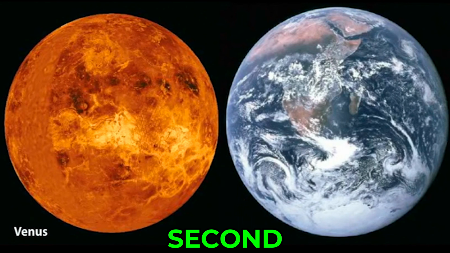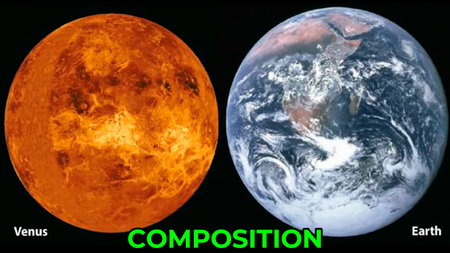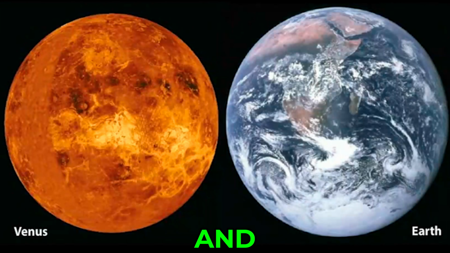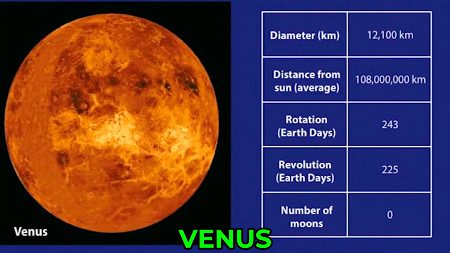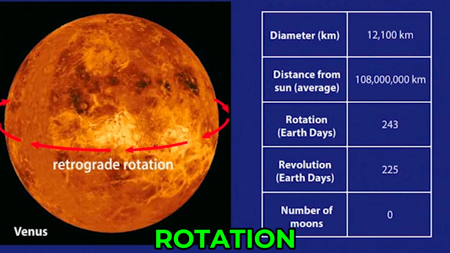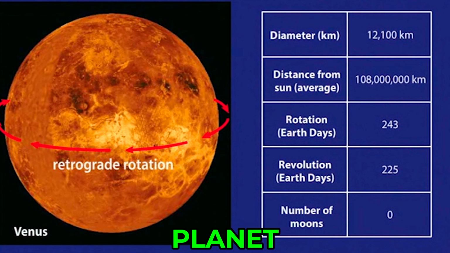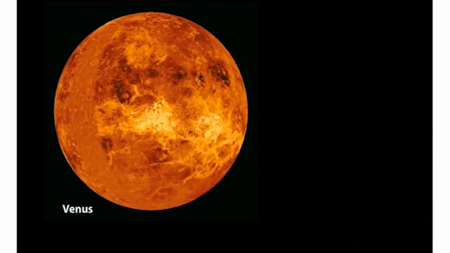Venus is the second closest planet to the Sun. It is often called Earth's sister or twin planet due to similar composition, gravity, and size. Venus rotates very slowly in a clockwise direction called retrograde rotation. Similar to the planet Mercury, Venus does not have any moons.